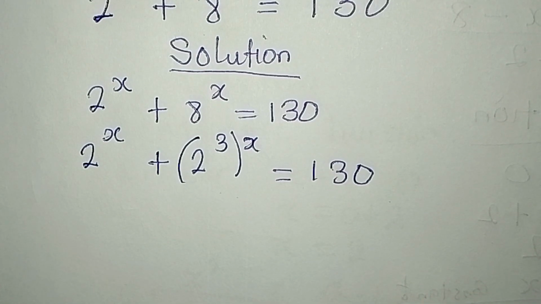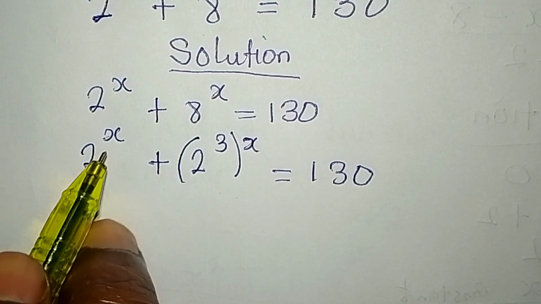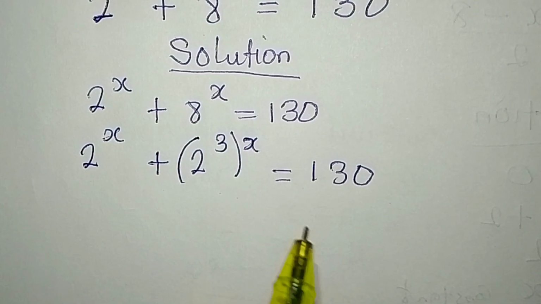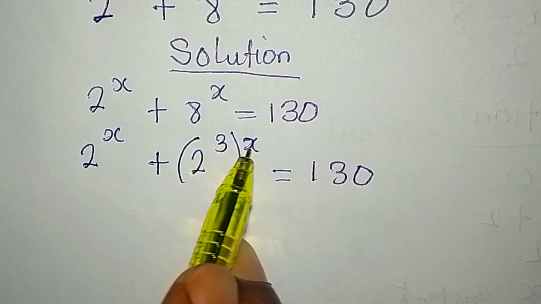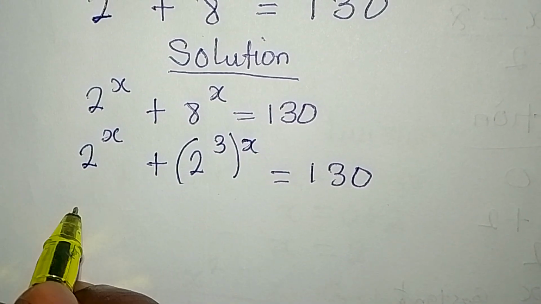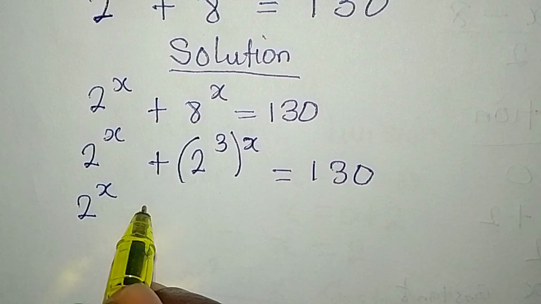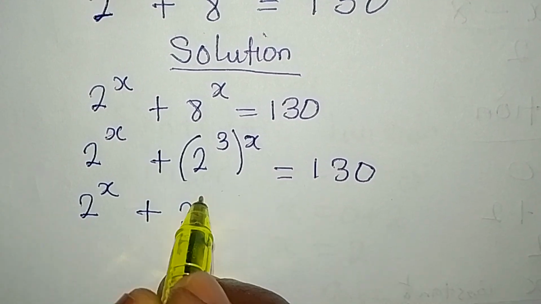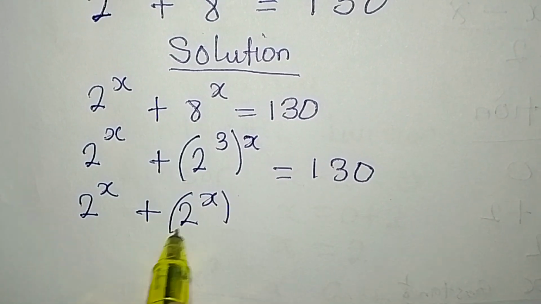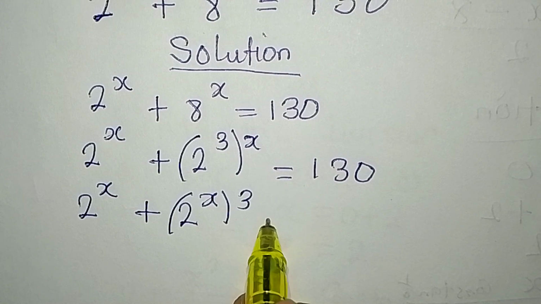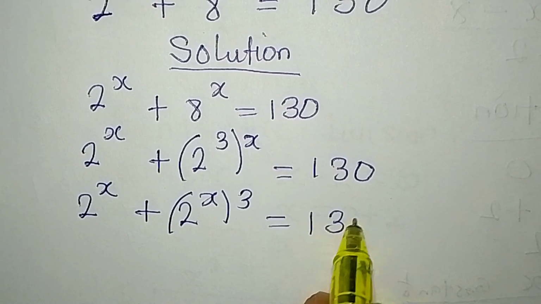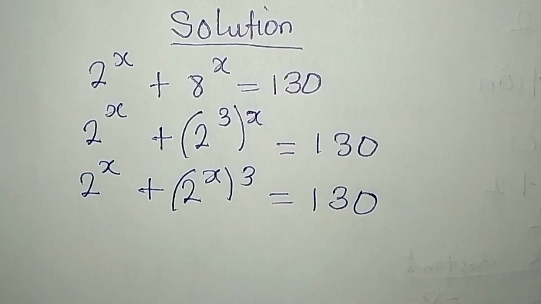My target is to make sure that we have 2 to the power of x in two places. So I'm going to change the position of these powers. So we have 2 to the power of x plus 2 to the power of x, then to the power of 3, and this is equal to 130.